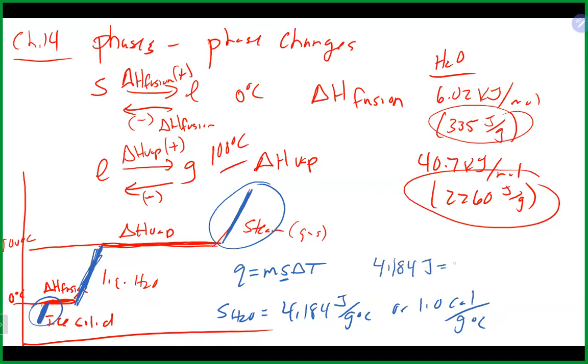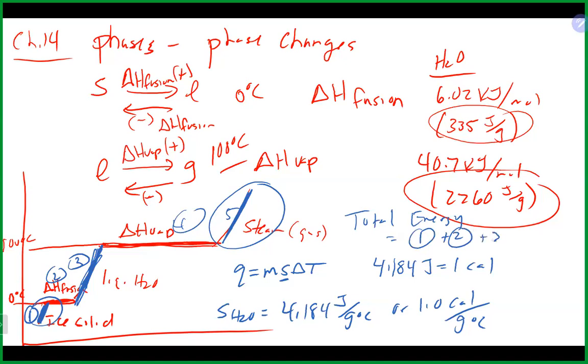4.184 joules in a calorie is our conversion factor. Now, if we take something like we did in that example on the video, from ice all the way up to steam, we can figure out the energy associated with each of those steps along the way. If we wanted the total amount of energy, as energy is a state function, we just need to add up all the individual steps. And that will give us our total energy.